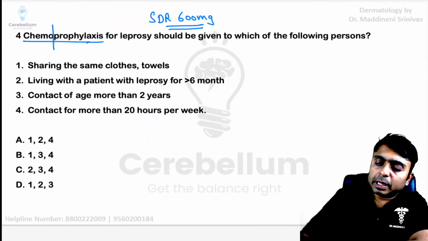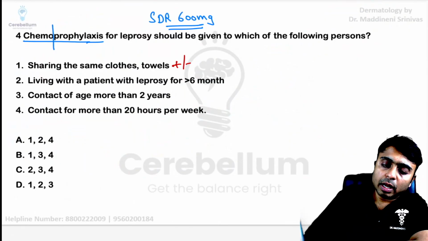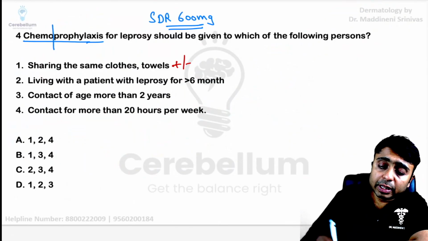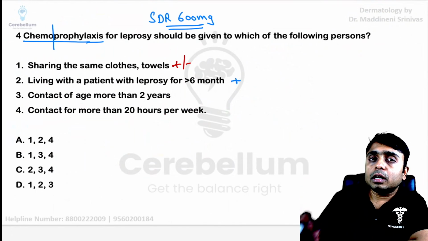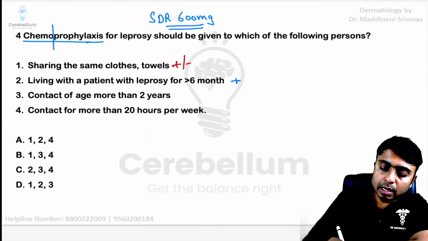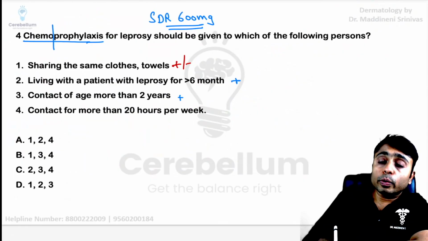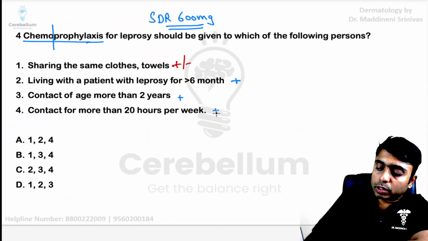So please remember, this is actually a little bit controversial. So let us keep it positive or negative. The next option is living with a patient with leprosy for a period of 6 months. Yes, this is a criterion fulfilling the requirement to give the chemoprophylaxis. Contact of age more than 2 years. Yes, this is also one of the criteria. Contact for more than 20 hours per week. Yes, this is also an important criterion.